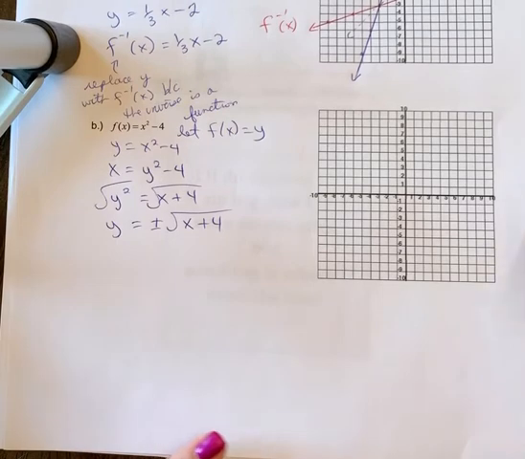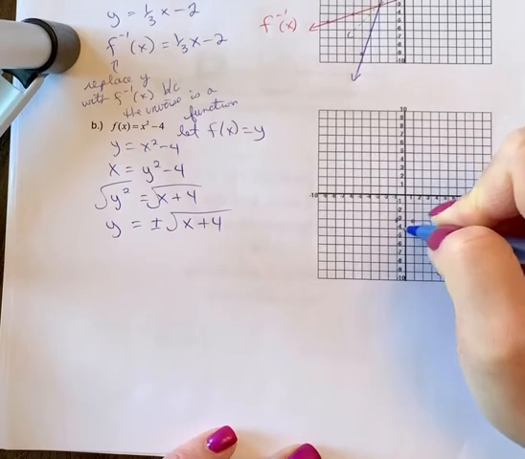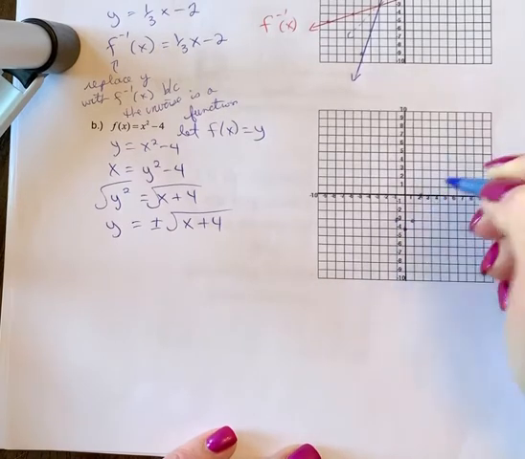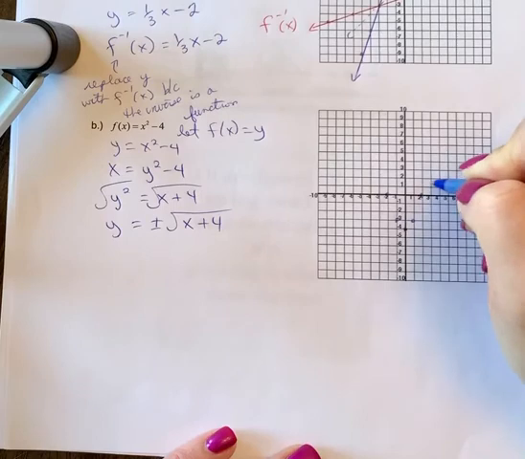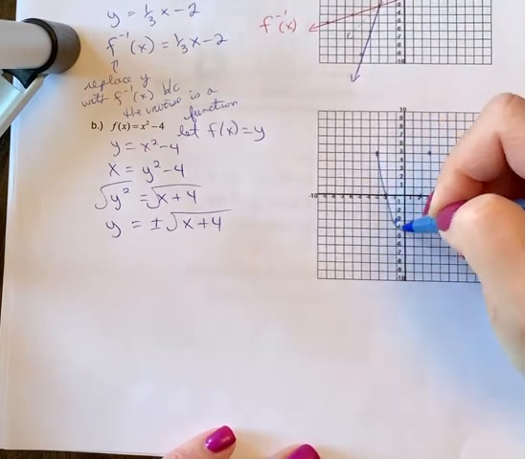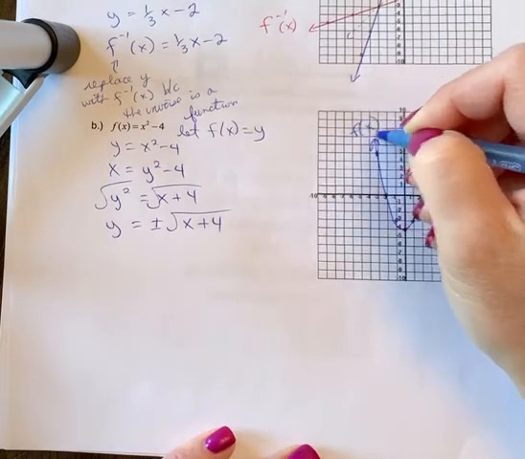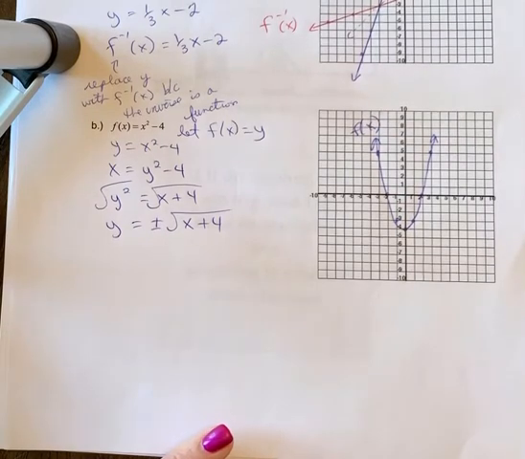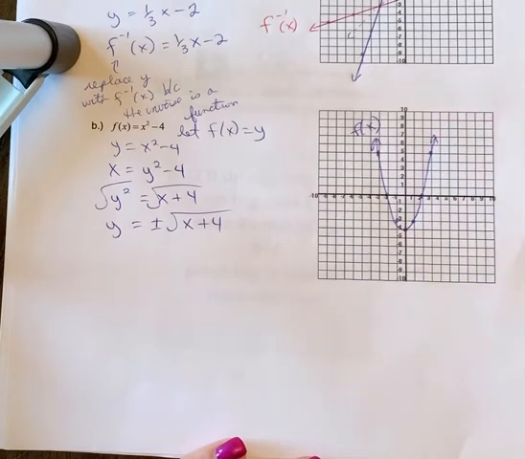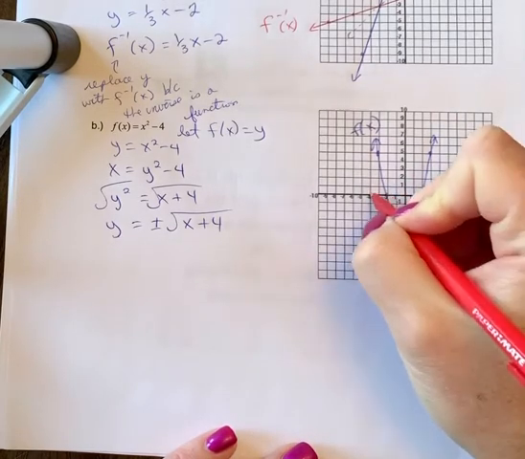So if I sketch f of x, y equals x squared minus 4 is a parabola shifted down 4. So over 1 up 1, over 2 up 4, over 3 up 9. And I have my graph of f of x. We're going to label that f of x. Okay, switching, I'm going to graph the inverse, and then the inverse would be taking these points and switching x and y. So my strategy that I'm going to use now is to take this point 0, negative 4 and just switch that to negative 4, 0.